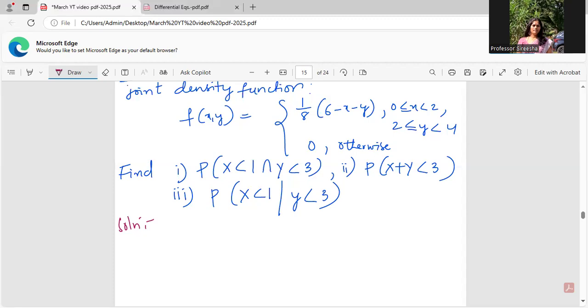How are we going to integrate? The function is being given. Let's see according to the question how we are going to do it. The first question is P of X less than 1 intersection Y less than 3. How do I do it? Just see here.